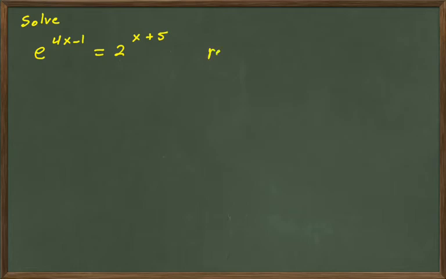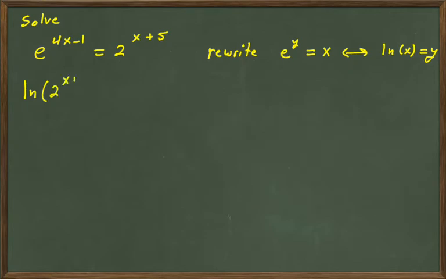So here we're going to go ahead and rewrite. If I have e to the y power is equal to x, that's going to be equivalent to the natural log of x is equal to y. So remember, the logarithm is equal to the exponent. So we're going to look at the base of the exponential, e, and so that's going to be the natural log of the 2 to the x plus 5. It's going to be equal to the exponent on the e, which will be 4x minus 1.